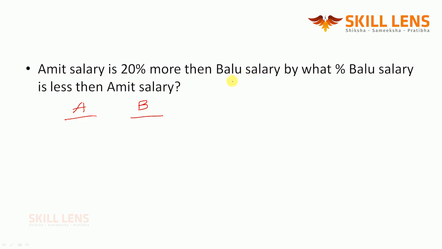First you have to decide whose salary is the base. So whose salary is the base? You have to take Balu as the base. If Balu's salary is 100, what is Amit's salary? Amit's salary is 120. Why 120? Because 20% more gives you 120. Now the question is this.